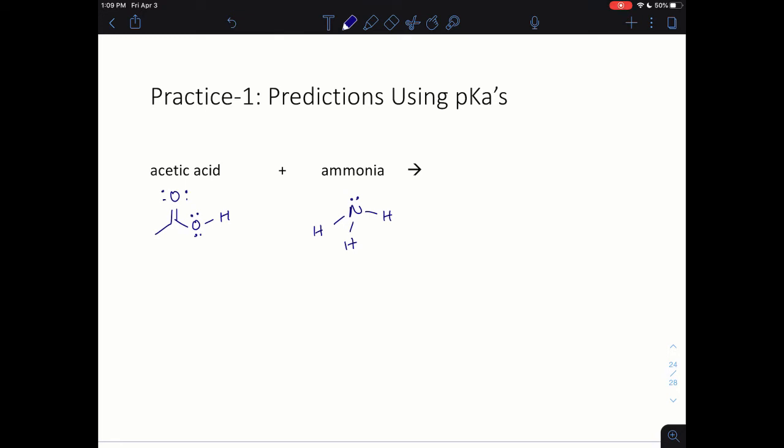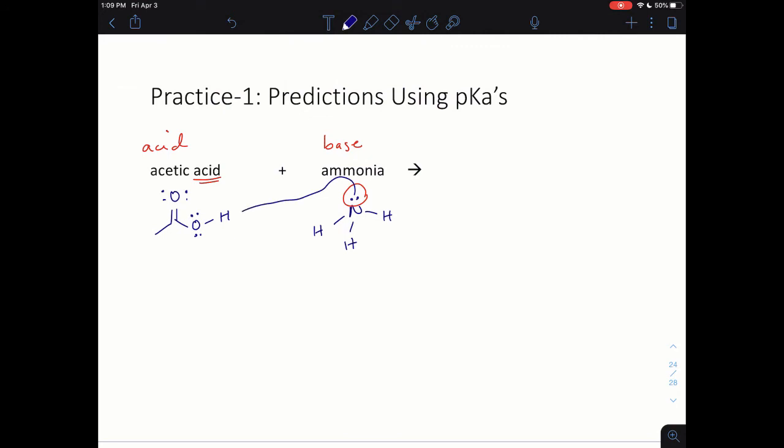So now that we have these drawn out, we need to decide which is the acid and which is the base. Well, acetic acid has acid in the name, so I'm going to guess acetic acid is the acid. Ammonia is a base, and really the base just needs to have a lone pair, which ammonia does. Acetic acid is going to donate a proton, and ammonia is going to accept it.